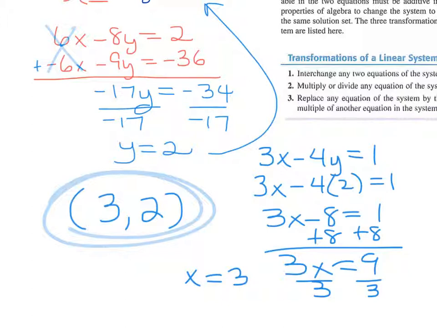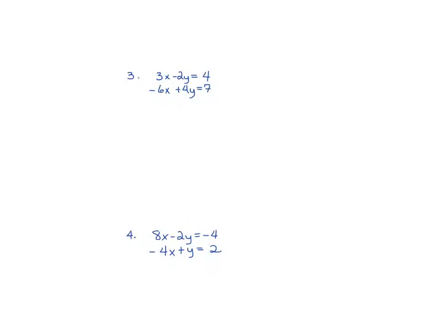So these 2 examples that I did were an example of one solution, meaning one ordered pair. The next 2 examples I'm going to do are the no solution and the infinitely many. So again, the process is still the same. I can go ahead and use the elimination method. I am going to try to eliminate x, so I'm going to multiply my first equation by 2.